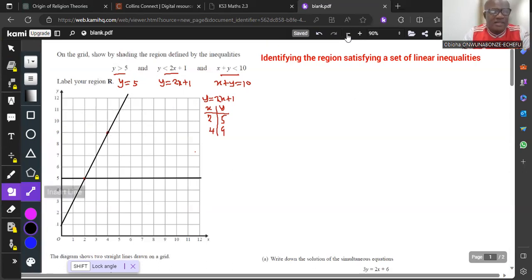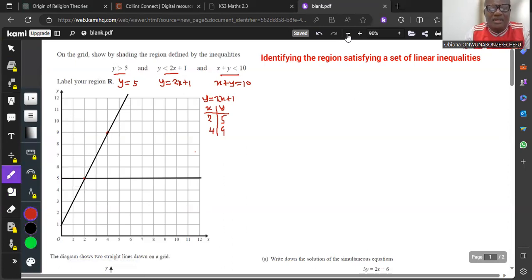Then the next is to draw the line x plus y equals 10. You can also use this same method or use the method of coordinate axis. That is, when x is 0, you find y, and when y is 0, you find x. So when x is 0 here, y is obviously 10, and when y is 0, x is obviously 10.